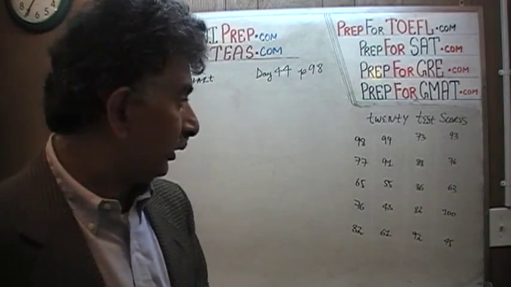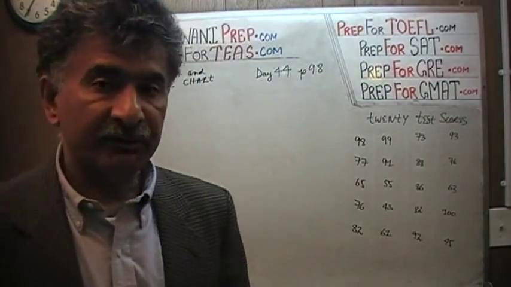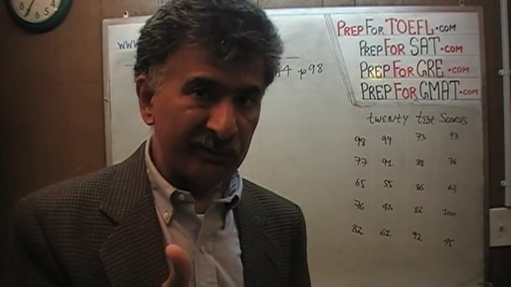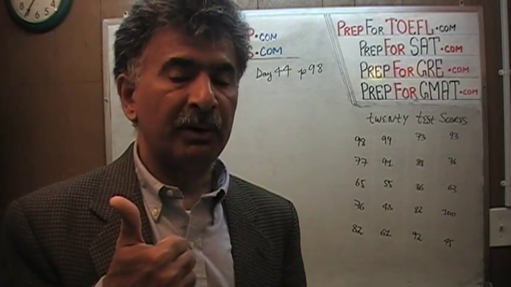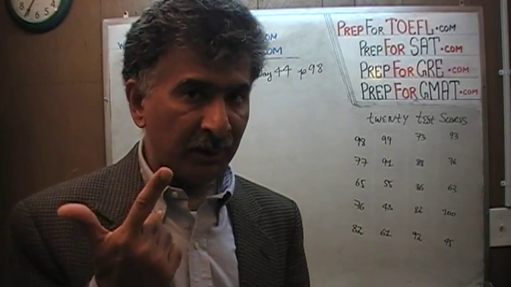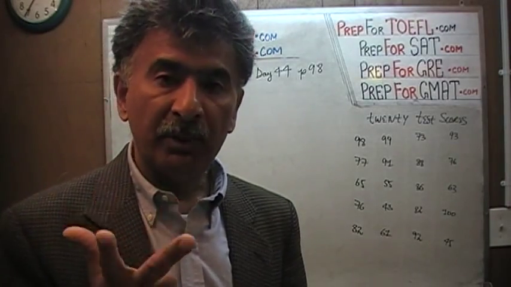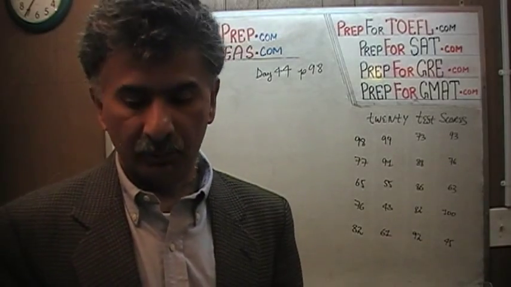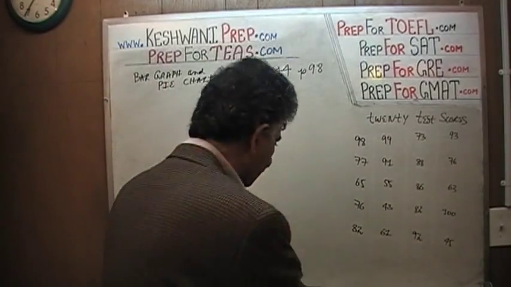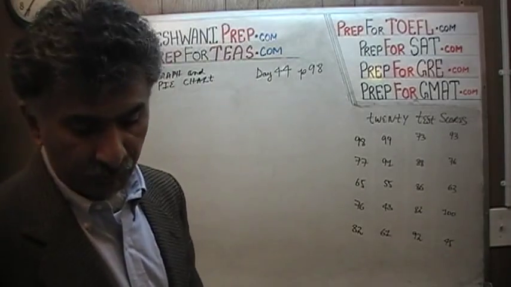We're going to analyze this. We're going to present this first in the form of a frequency distribution, then we're going to represent this data in the form of a bar graph, and finally in the form of a pie chart, even though the book does not ask you for all this. So let's get going. First, the frequency distribution.